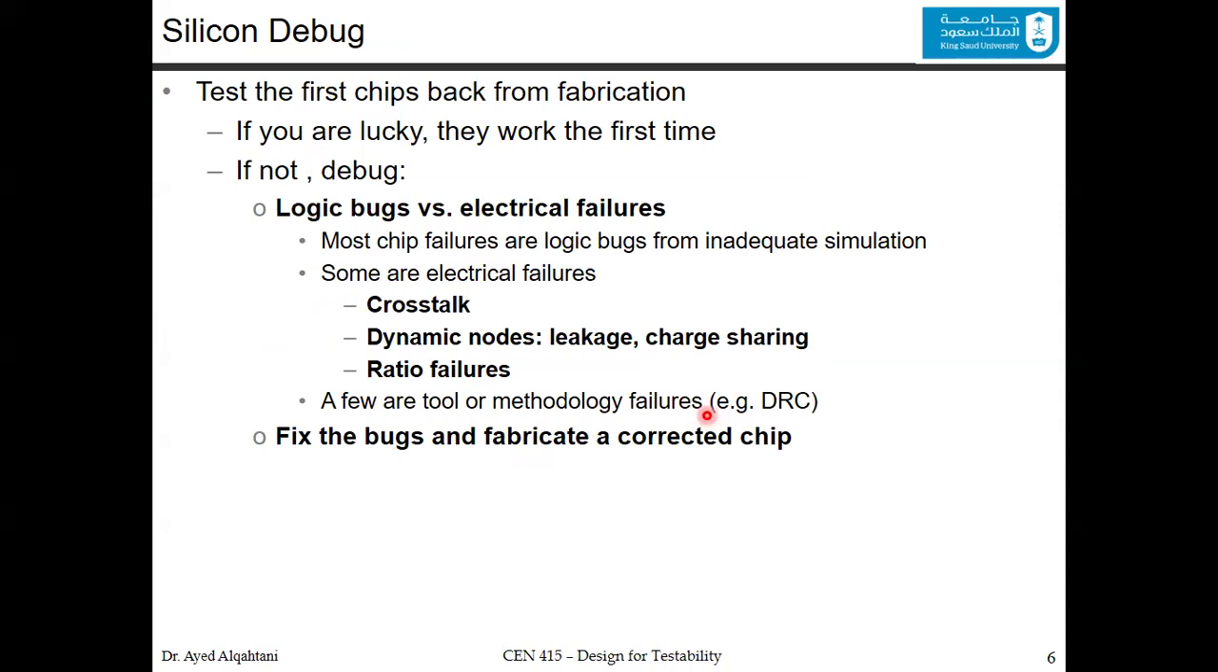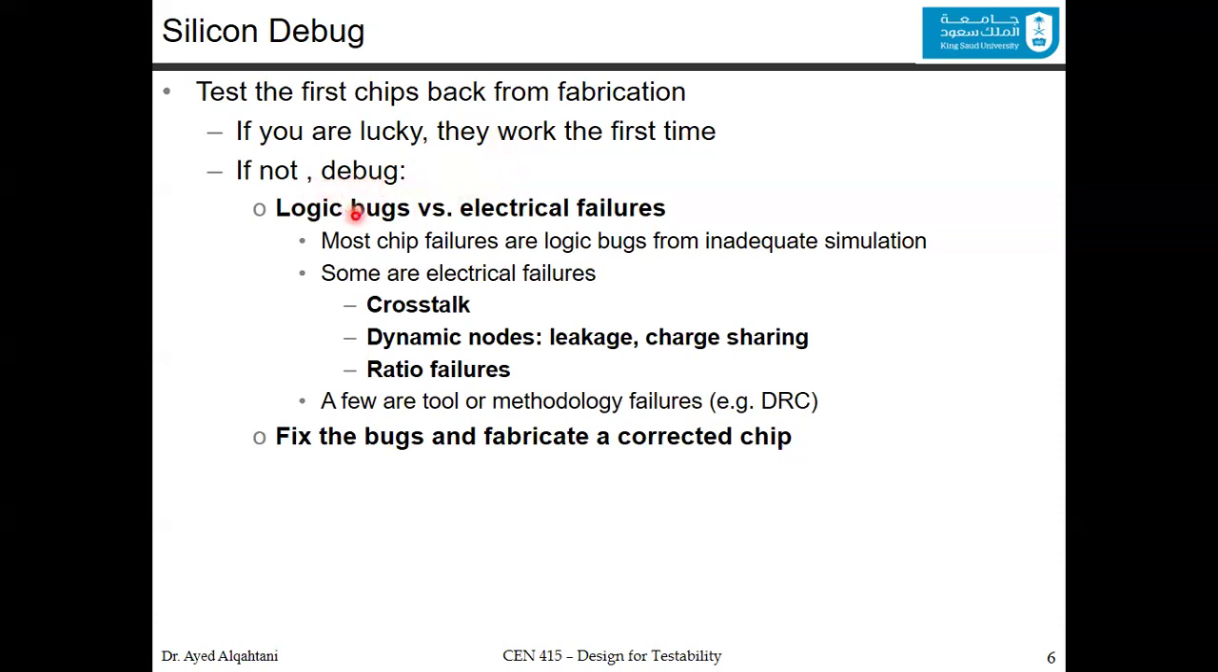In silicon debug, you test the first chips back from the fabrication. And you try your luck. If you are lucky, they work the first time, and that's it. If not, then you need to do the debugging: stop the fabrication process, do the debugging, make sure that everything works, and then continue the fabrication again.